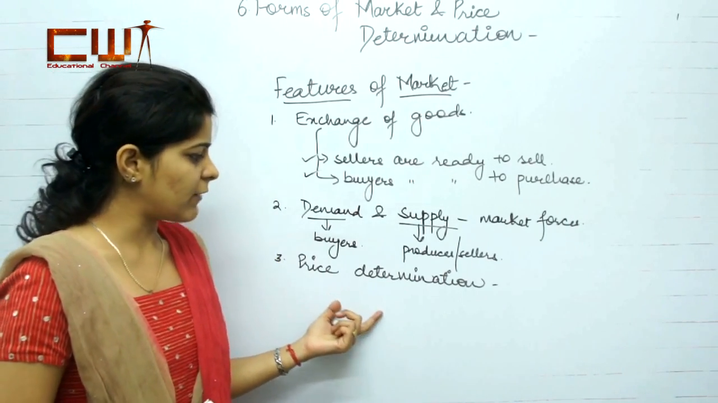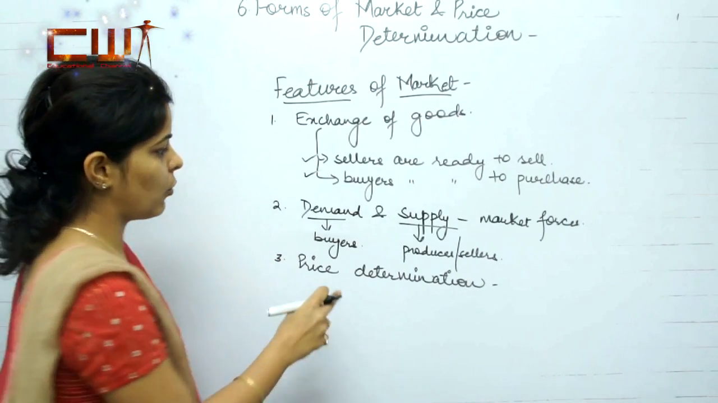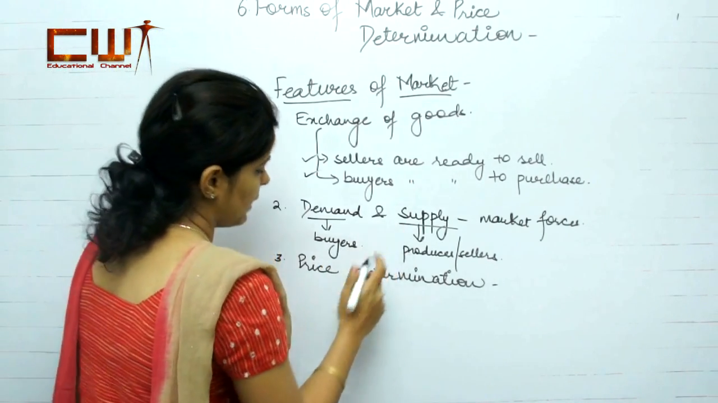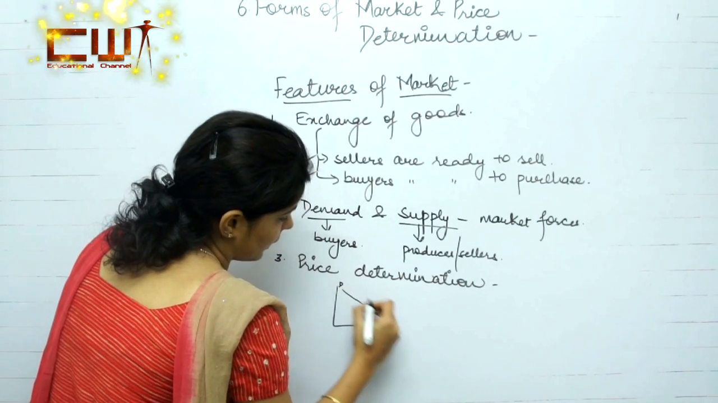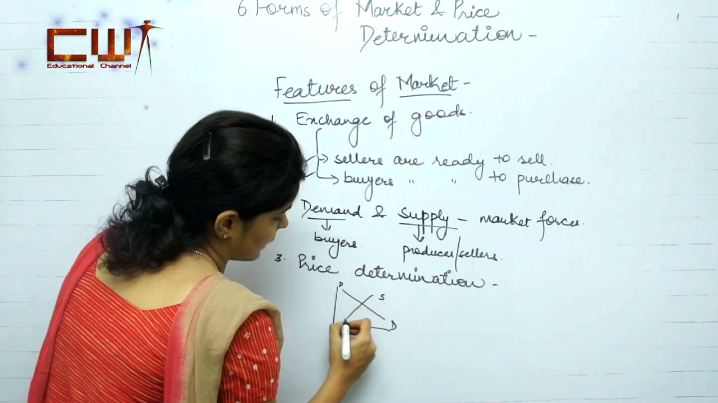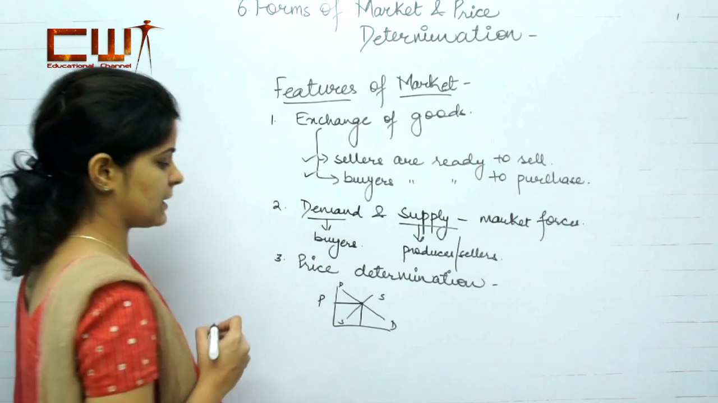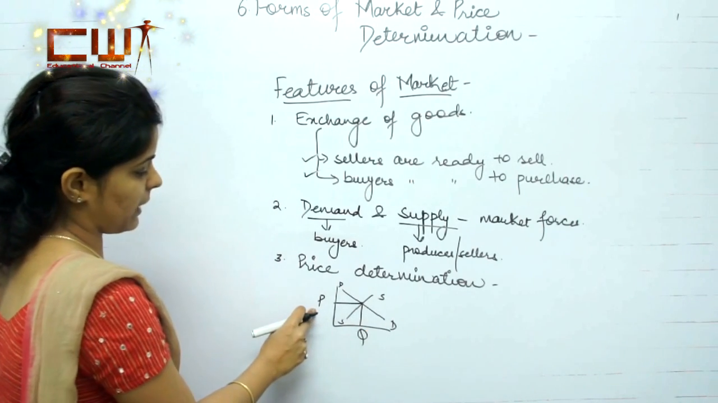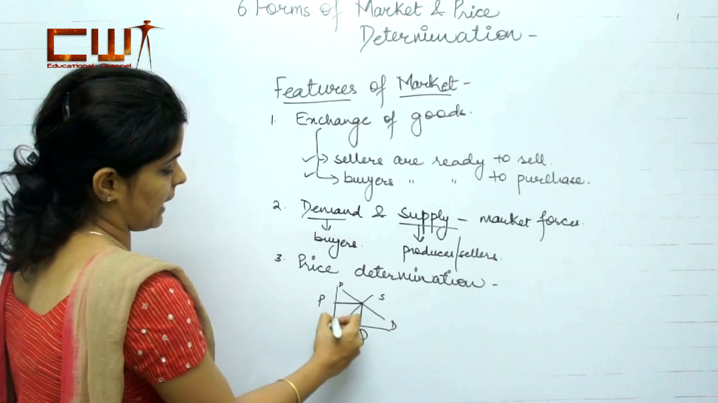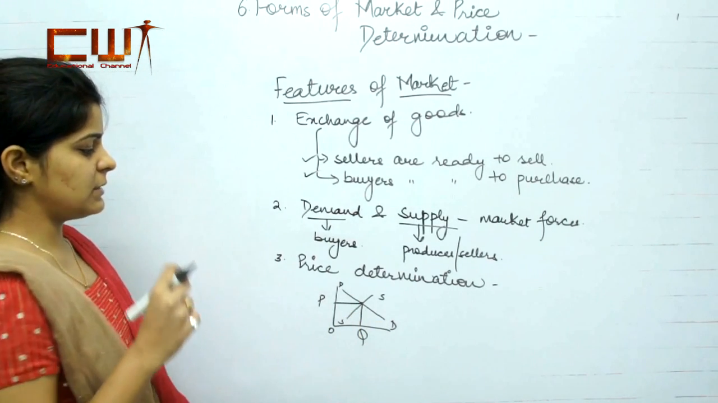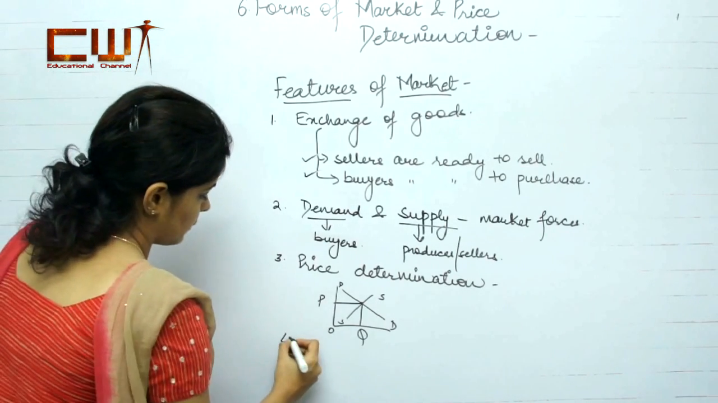But now we have prices, which play an important role, and prices are determined only with the help of demand and supply. This is the demand curve, and this is the supply curve. The point where the demand and supply curves meet is known as P, and that is the price determination. So at this price, OQ will be supplied at OP price. So price determination is very important when you talk about the market, right?